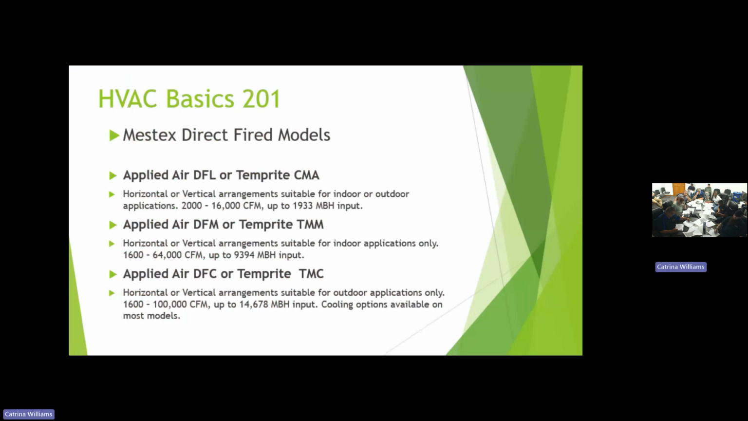1,600 to 64,000 CFM and almost 9,500 BTU. MBH, I should say, not BTU. 9,500 MBH. So you're approaching 10 million BTU there.